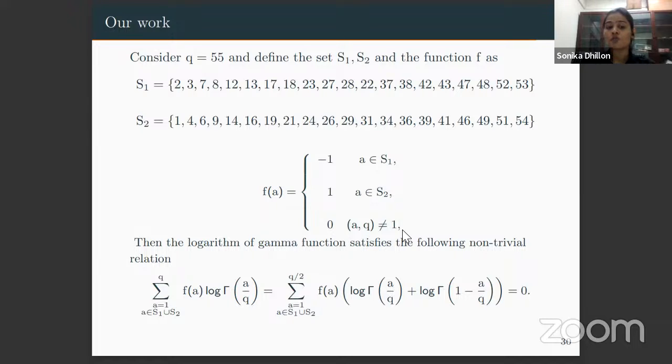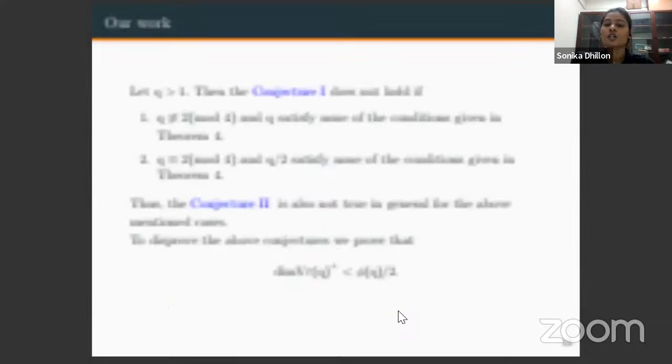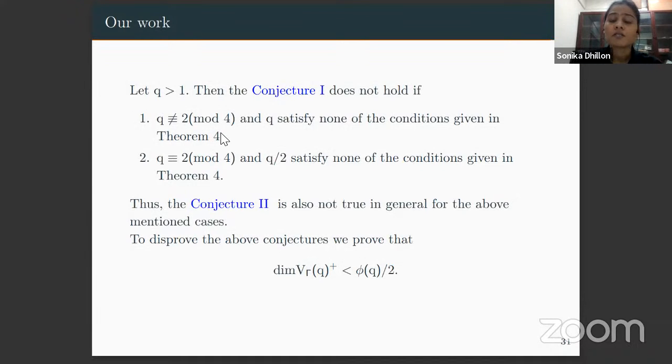we have the logarithm of gamma values, like here, logarithm of a by q plus the logarithm of this one. So we can use the property of the gamma values and write it in terms of sine values. Now, instead of studying in terms of the logarithm of gamma values, one can study in terms of the logarithm of sine values, and in terms of logarithms of cyclotomic units. And since those units are not multiplicatively independent, we can find counterexamples. So in the case when there are at least 4 prime factors, this conjecture is not true.